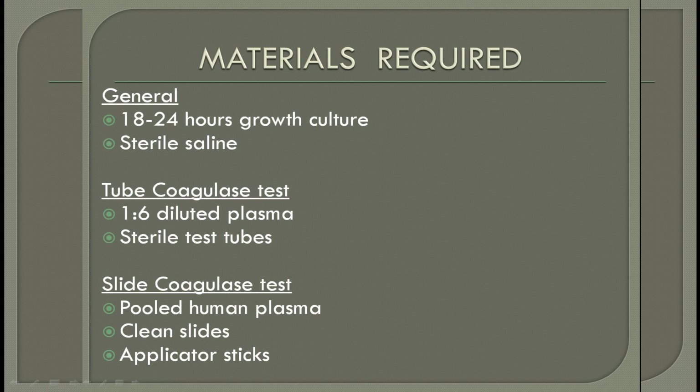What are the materials required for this? For both tube coagulase and slide coagulase test, you need two things in common. The first thing is you need the bacteria, and the second thing is you need a sterile saline. Okay? Why do we need the bacteria? Of course, we need the bacteria so that we can test whether that bacteria has these enzymes or not. And if it does have, then we can conclude that yes, it is Staphylococcus this or that. We'll see to that. Okay?